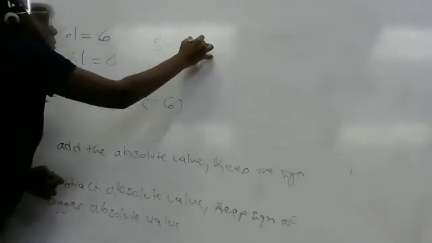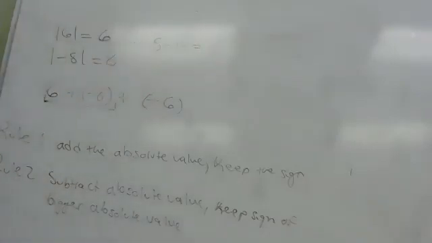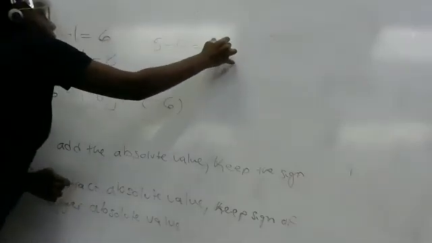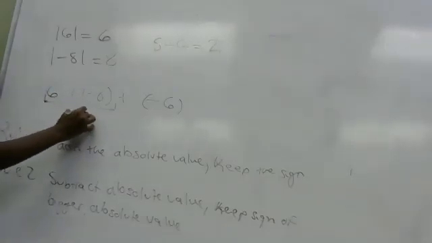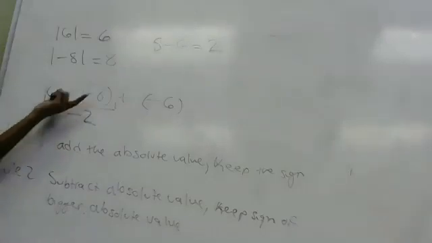8 minus 6 gives you 2. What do I have to look at next? Negative 6, the absolute value. Which absolute value is greater? That would be the negative 8. So my final answer has to be negative. So 6 plus negative 8 is what? Negative 2. All right, so this part is -2.